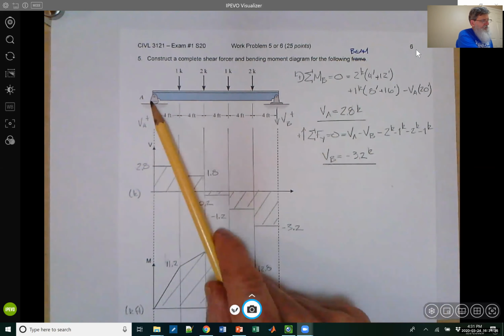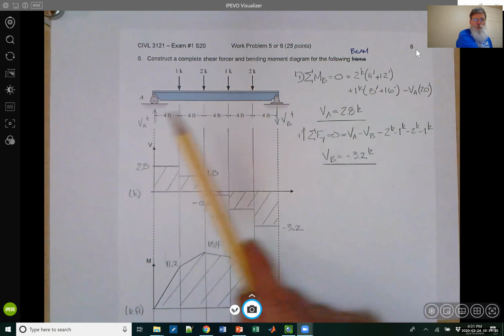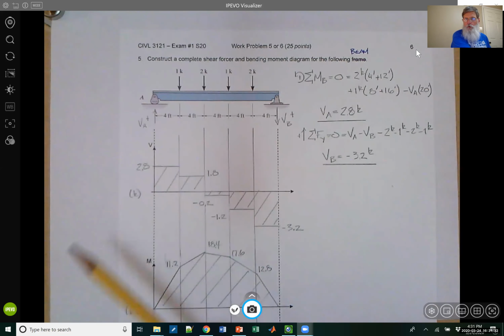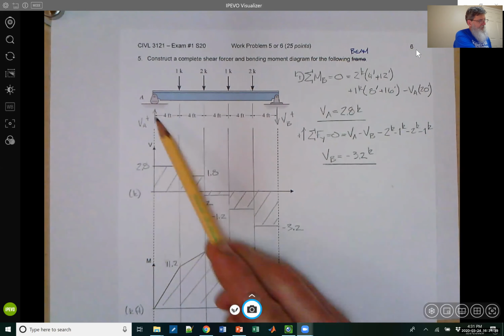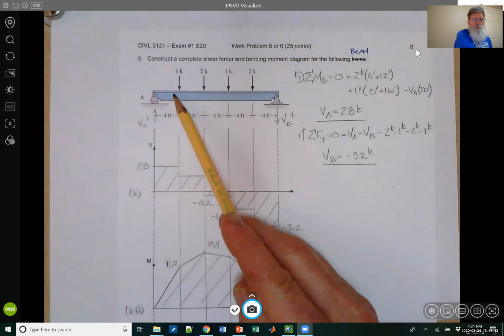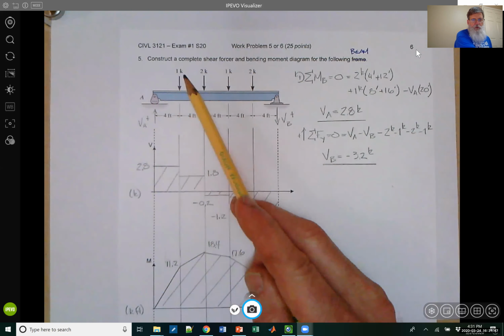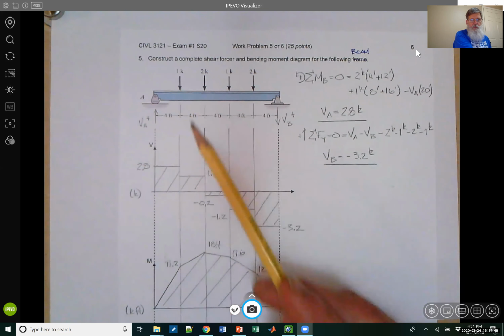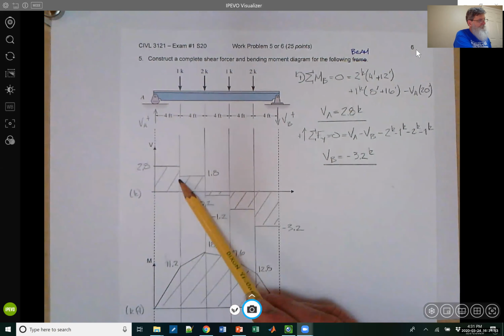So you can see I have 1, 2, 3, 4, 5 different segments with really no load. And I know with no load, then the change in shear is 0. So starting off here at 2.8, there's no load, no change in shear, so I stay at 2.8. Now as I go from left to right, my shear is going to change equal to the applied load. In this case, 1 kip, and it's down, so it's negative. So I go from 2.8 to 1.8.